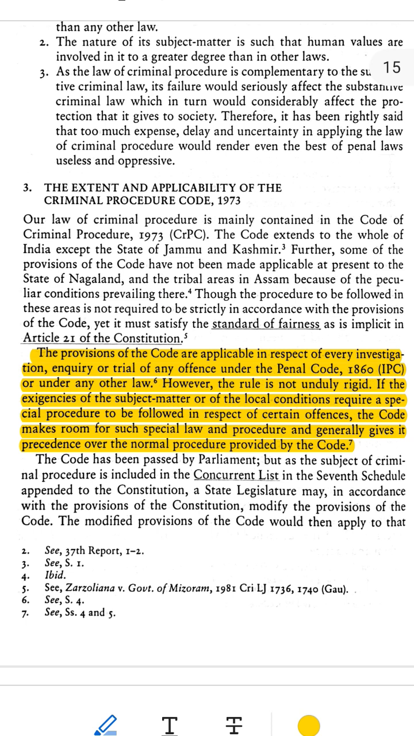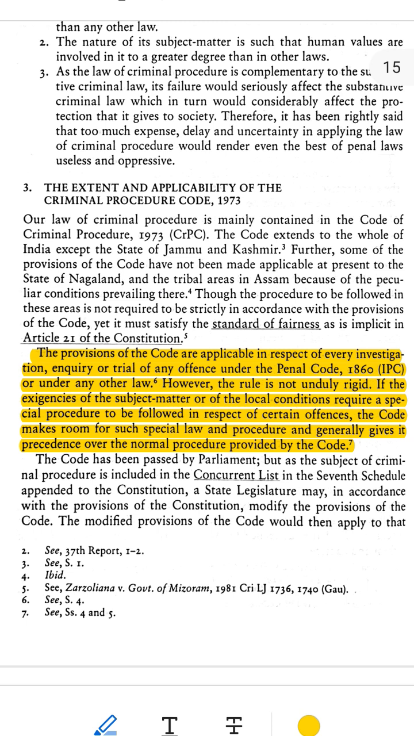Provisions of the code: These are the rules and steps mentioned in the Criminal Procedure Code, CRPC of 1973, which tells us how crimes should be handled by the police and courts. IPC, Indian Penal Code: This is the law that lists crimes like theft, murder, etc., and their punishments. Other laws: There are other laws that also deal with different types of crimes or specific situations, such as laws related to special areas or special crimes like terrorism, drug offenses, etc. What this means: the rules under CRPC apply whenever there's an investigation, inquiry, or trial related to any crime under IPC or any other law.